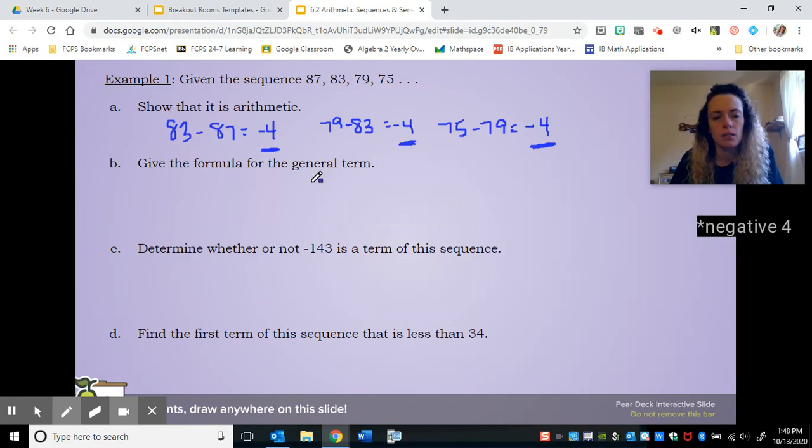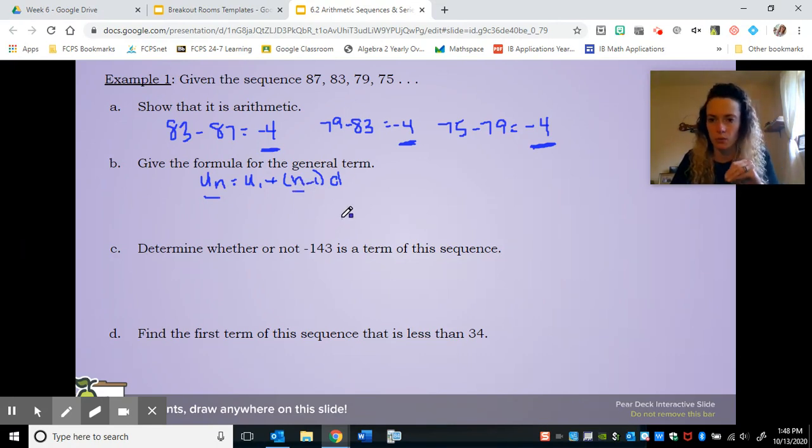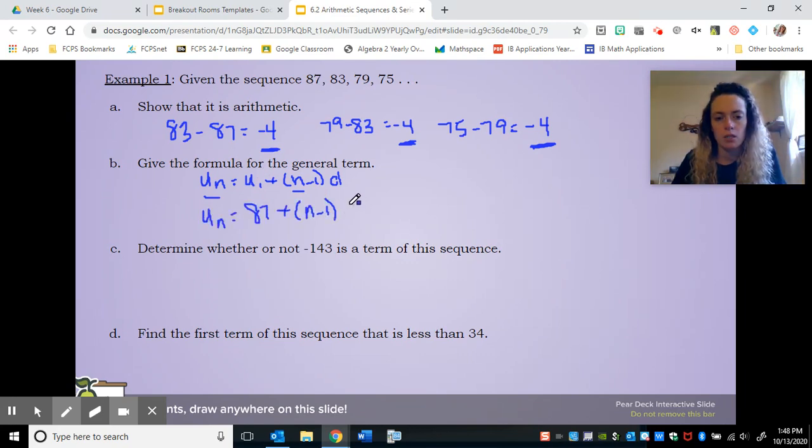Part B, we're asked to find the formula for the general term. So I'm going to take the formula that we just saw on the previous page and just rewrite it first. And now I'm just going to start subbing things in. Remember, this is a formula, so just like an equation, you are going to have variables that you don't have anything to sub in yet. Usually when they ask you for a formula for the general term, your u sub n and your n will stay in the formula because that's going to change based on which term you're looking for. But I do have my first term, because I can see it right there, it's 87, so I'm going to sub that in. And I also have my common difference. I just found it in part A, which was negative 4.